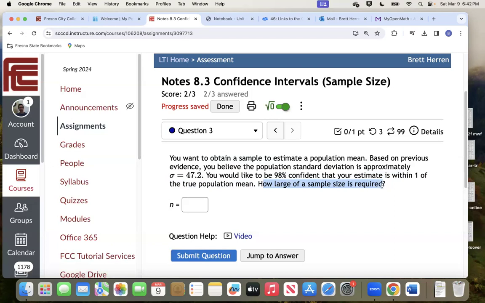It's going to have to be huge. I'm guessing 10, 20, 30,000, maybe 100,000. I don't know. It's kind of ridiculous to say you want to be within one. But anyway, where are we going to go? Let's go to the notes.